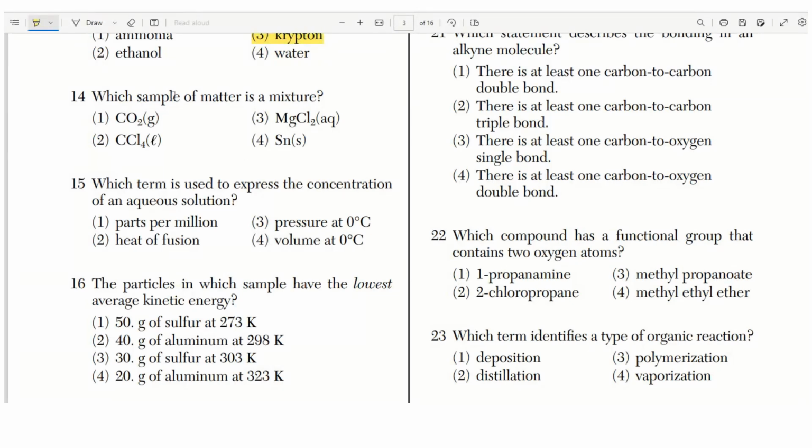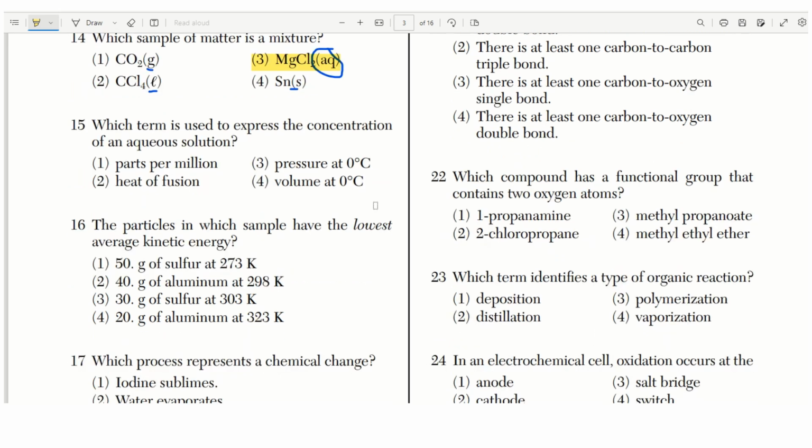Which sample of matter is a mixture? So what I'm looking at are the indications right here. And the one that is a mixture is right here. Why? Because it is magnesium chloride dissolved in water. So it's not just magnesium chloride.